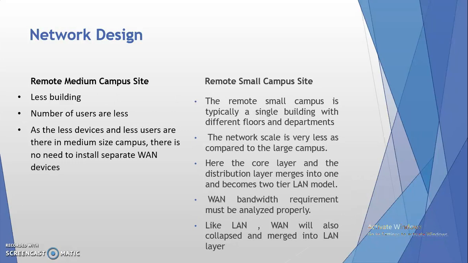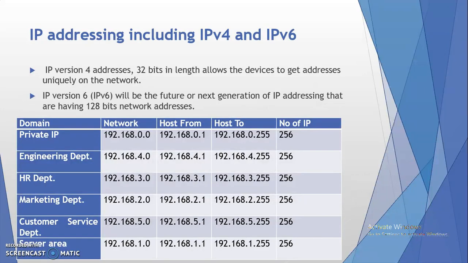The remote medium campus site has fewer buildings and fewer users. Since there are fewer users, we are not supposed to install separate WAN or LAN devices in the network. The remote small campus is a simple single building having different floors and departments. Its network scale is very small compared to the large campus. Here the core layer and the distribution layer merge into a single layer and become a two-tier LAN model, and it is similar for the WAN as well.